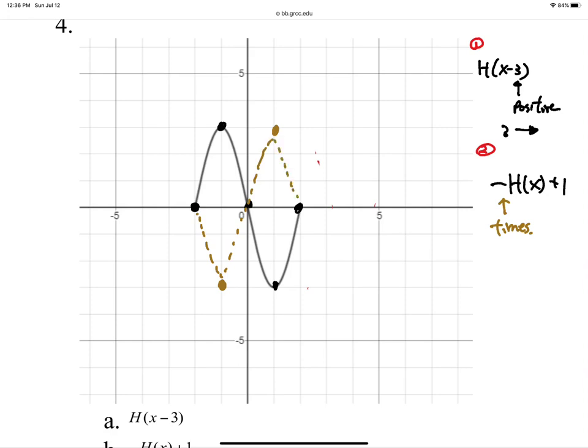Notice the x-intercepts do not move, because if you try to flip them, they're still on the line. Okay. All right, then plus 1. Plus 1 means everybody goes up 1. So new point. Everybody goes up 1, up 1, up 1, and up 1.